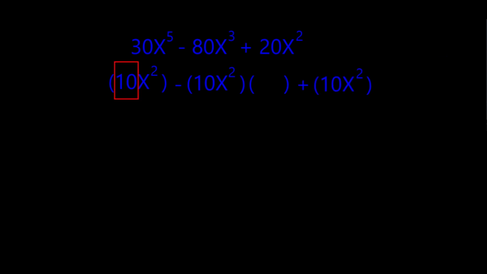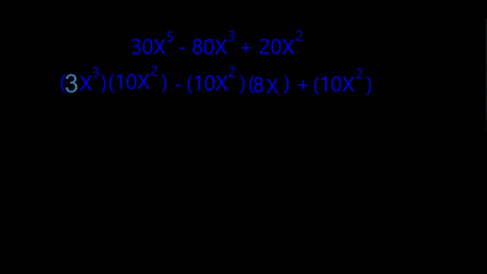What number could we multiply by 10 to get 30? That number is 3. How many x's do we have to multiply by x squared to get x raised to the power of 5? That is x raised to the power of 3. What number could we multiply by minus 10 to get minus 80? That number would be 8. We have to have a single x beside 8, so when we multiply that single x by x squared we get x raised to the power of 3.